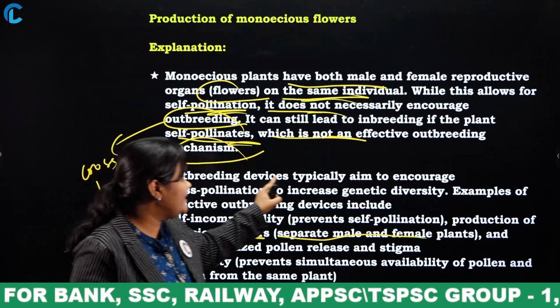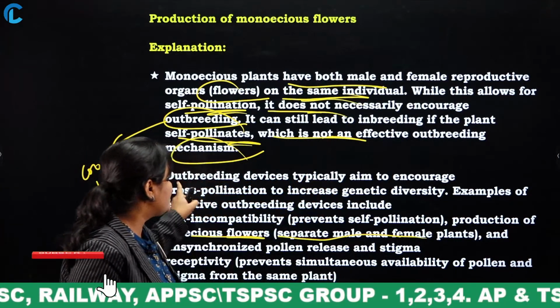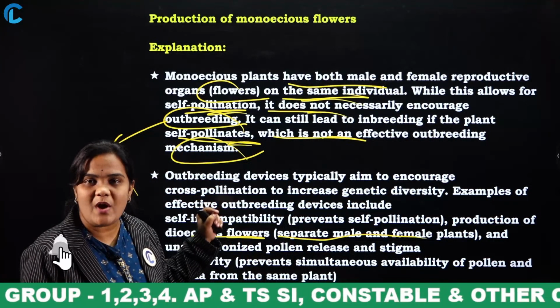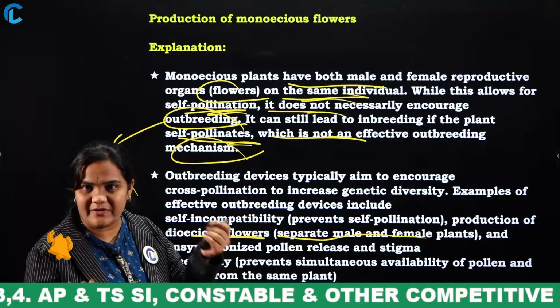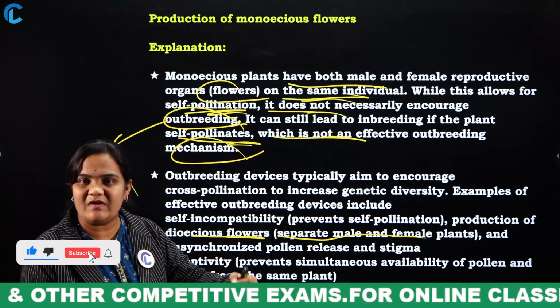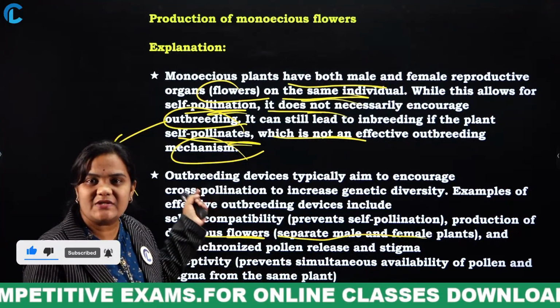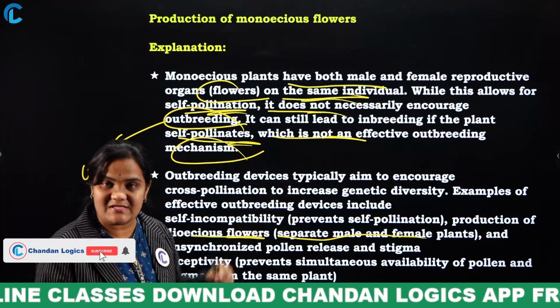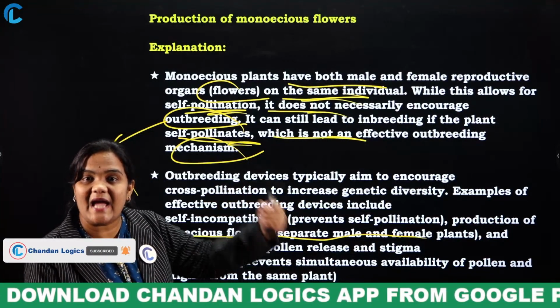Next, outbreeding devices typically aim to encourage cross-pollination to increase genetic diversity. What is cross-pollination? If the same type of plants have the same reproduction, what happened? The same will be produced. But what will this crossbreeding do? It will increase the diversity. It will increase the genetic diversity.